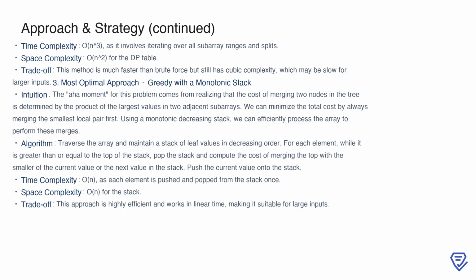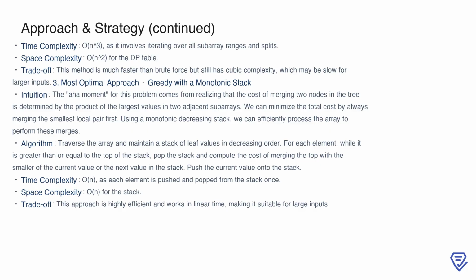The key insight here is that the cost of merging two nodes is determined by the product of the largest values in adjacent subarrays. By always merging the smallest local pair first, we can minimize the overall cost. Using a monotonic decreasing stack, we process the array efficiently. At each step, while the current element is greater than or equal to the top of the stack, we pop the stack and compute the merge cost using the smaller of the current value or the next value in the stack. This ensures that we are always merging the smallest local pairs first.